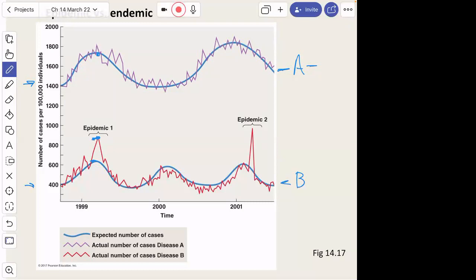So if we normally only have 10 cases of some infection in Ottawa County and we suddenly get 100, oh, something's going on here. We would maybe call that an epidemic, even though 100 out of a couple hundred thousand people in the county really doesn't seem like a lot. And here's another picture from your book.